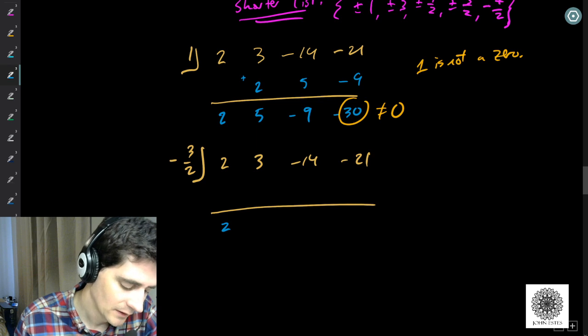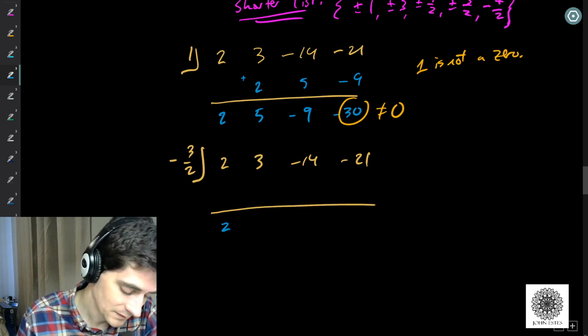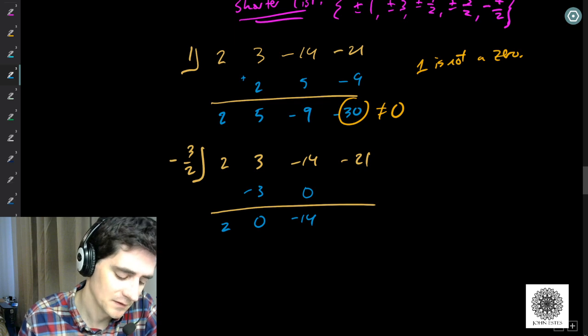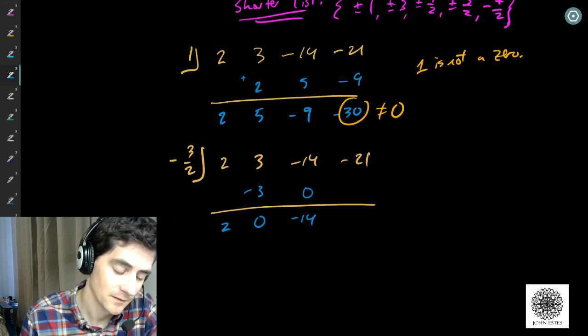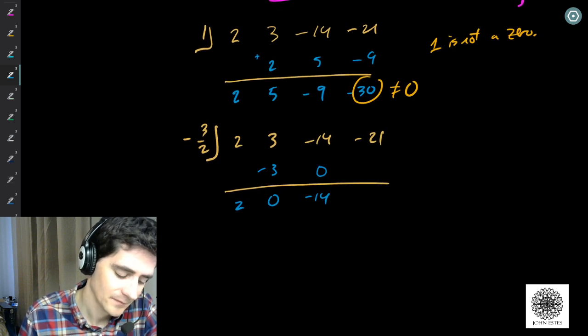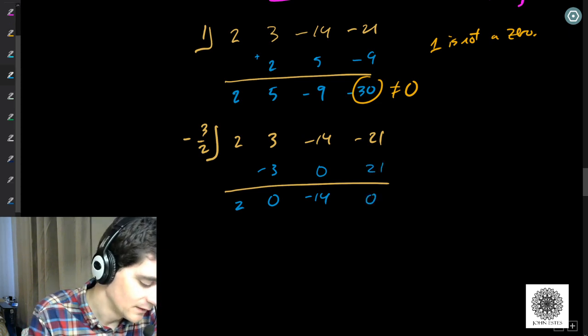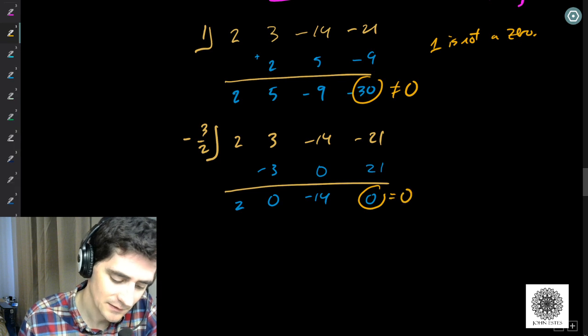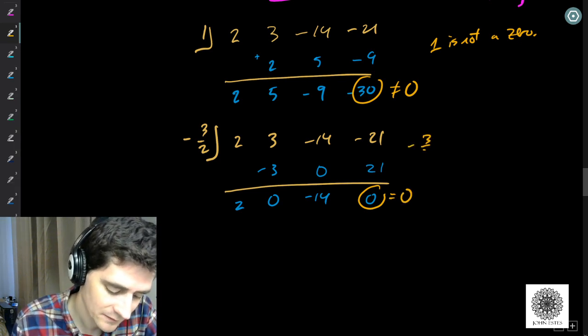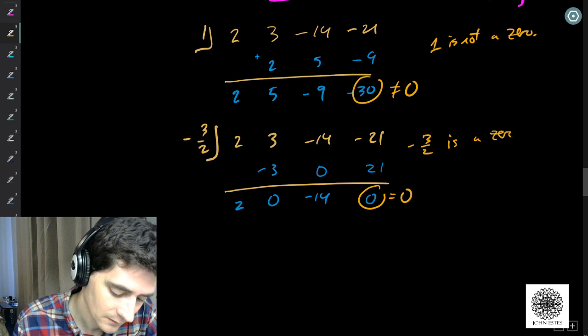And let's say we get 2. 2 times negative 3 halves. Well, the 2's cancel, we get negative 3. We add to get 0. 0 times negative 3 halves is 0. Add to get negative 14. Negative 14 times negative 3 halves is positive 14 halves times 3. 14 halves is 7. 7 times 3 is 21. Look at that. You add, we got 0. We did get a 0.